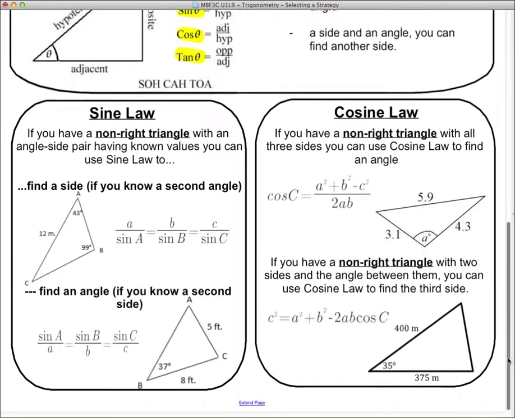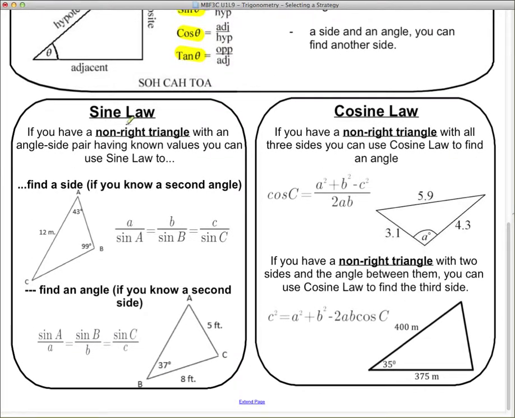And lastly, we've got the 2 different laws down here. We've got Sine Law. If you have a non-right triangle with an angle side pair having known values, so here's an angle side pair with known values, and you need another angle if you're finding a side, or down here we have an angle side pair and a side if I'm finding an angle. Okay? And we usually, if you're finding an angle, you use the one with the angle on top. If you're finding a side, you use the one with the side on the top.